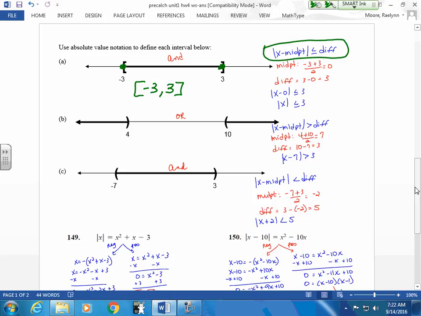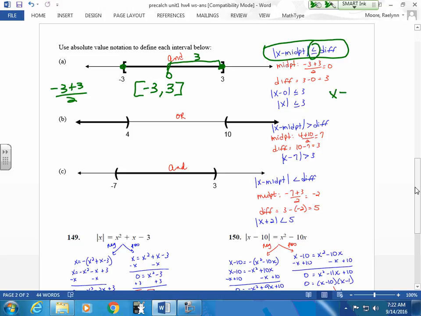So this is the formula for this. When you do this, you find the midpoint. And the midpoint is the number in between, the average of the two. So your midpoint is 0. Your difference is from the midpoint to an endpoint. Either way, it's going to be the same exact distance. And then all you have to do is say, if it's an and, they're included, I need this symbol.